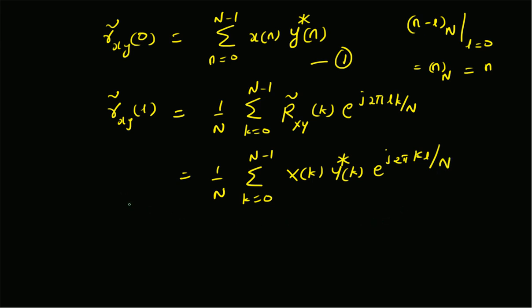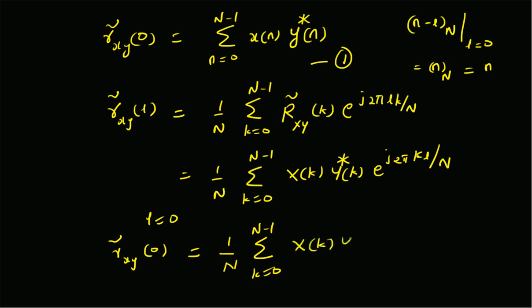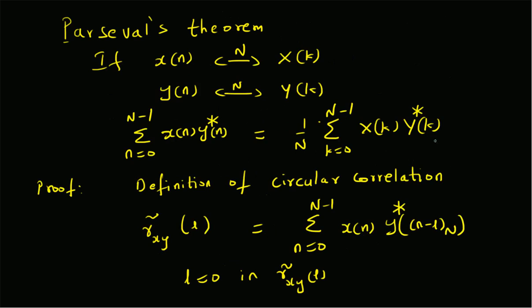Now simply again put L equal to 0. We get R_xy tilde of 0 is equal to 1 by N summation k equal to 0 to N minus 1 X[k] Y[k] conjugate. This is equation 2. So by comparing equations 1 and 2, we can clearly see that the right hand sides of both the equations should be equal because the left hand sides are equal. Therefore, from equations 1 and 2, we can clearly see that the theorem is proved.